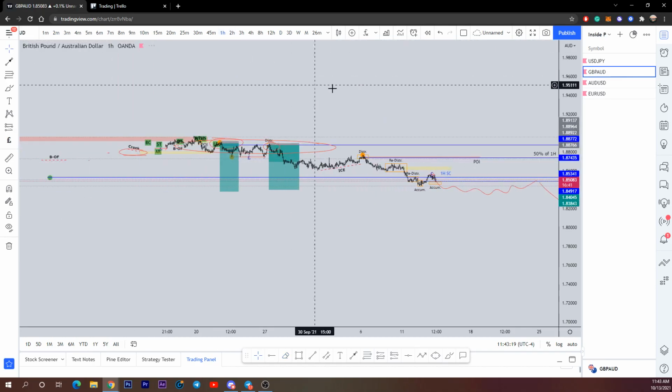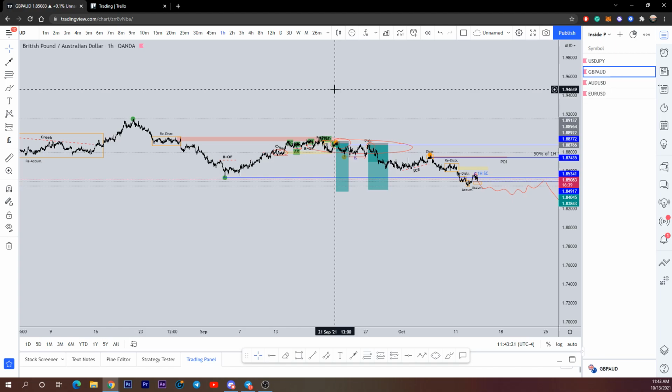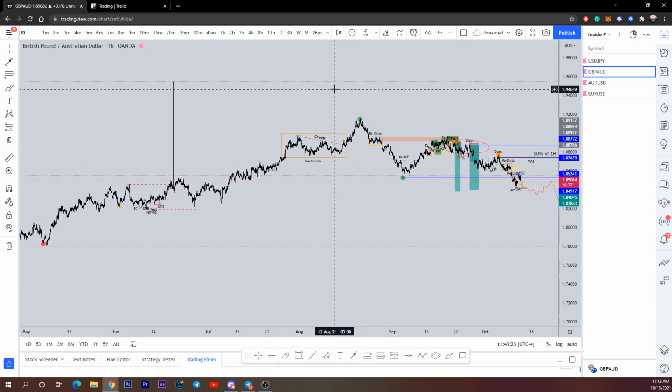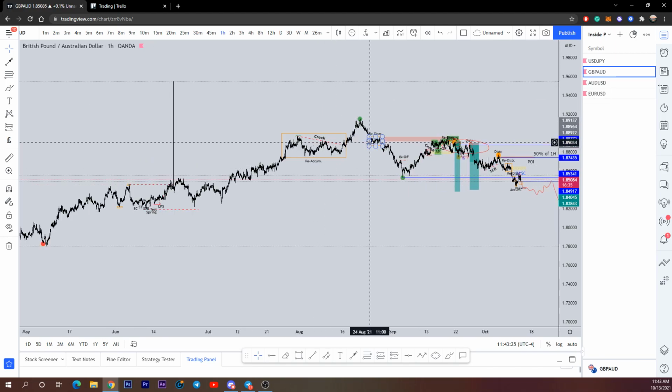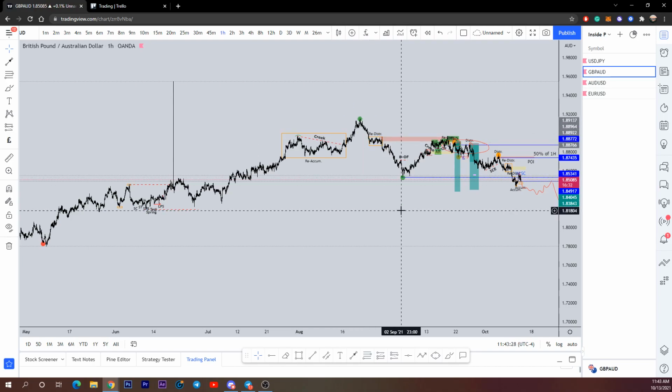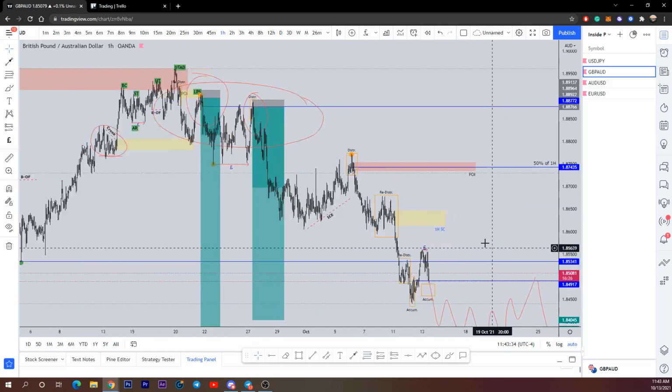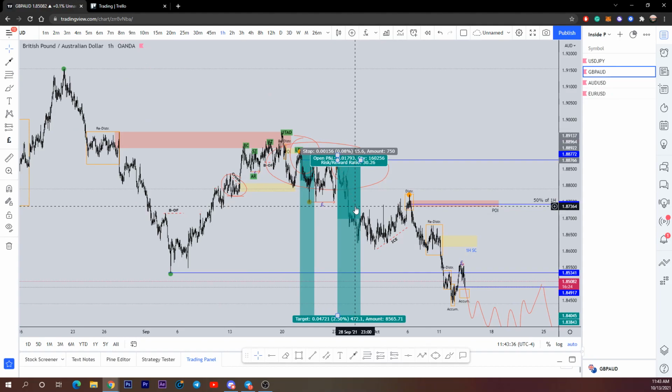Because I see it all the time, when someone gets a good entry, they close it because it's reached an area or whatever. Just because it reaches the area doesn't mean it's going to completely turn around from the area. Of course the market's going to have pullbacks, and this is why we partial to secure profit.